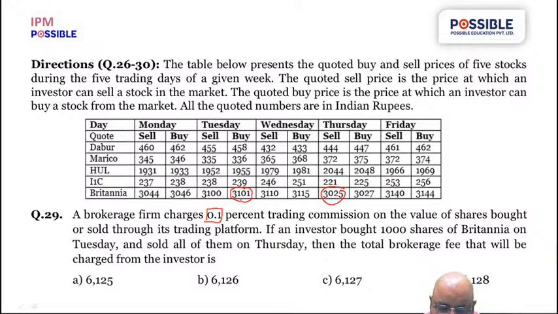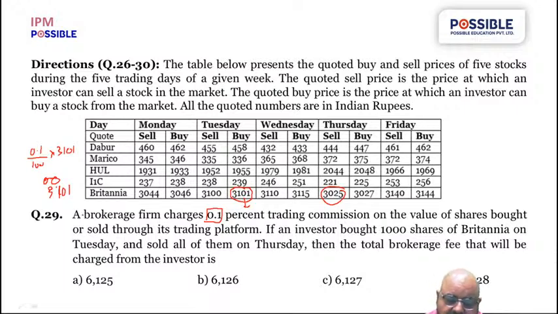So if you're buying 1,000 stocks and 0.1% is being charged, the number of stocks will remain the same, so I do not have to look at the amount. The brokerage on 3,101 at 0.1% would be 0.1 upon 100 into 3,101. So this will be 3.101. This will be the commission per stock on Tuesday.